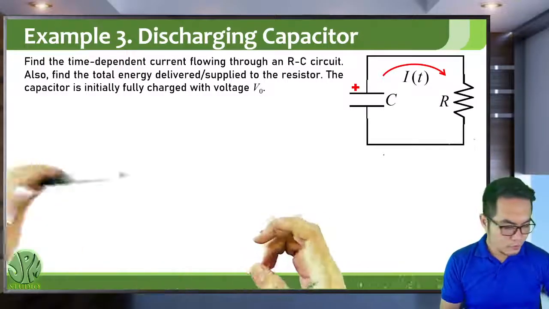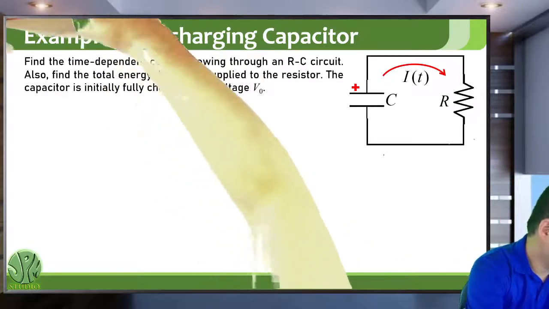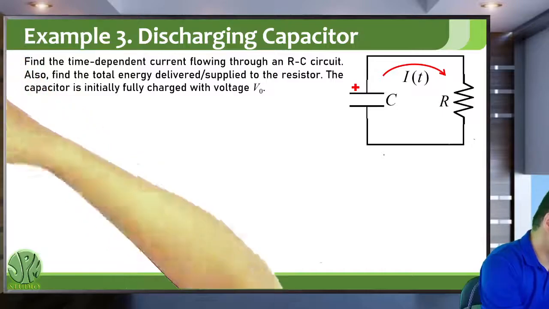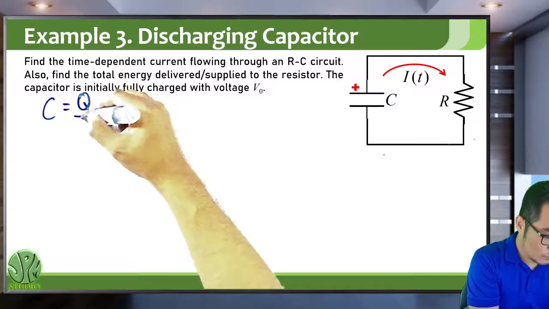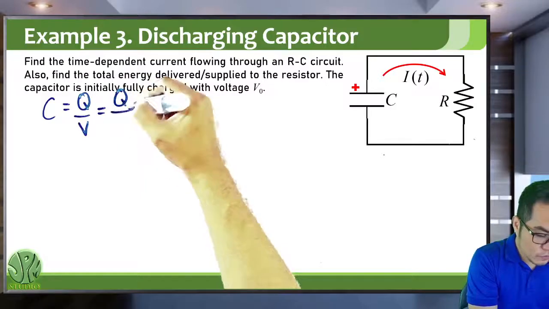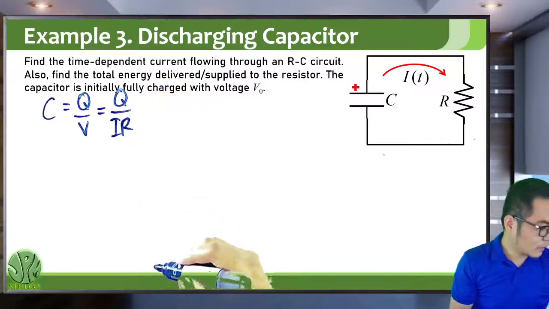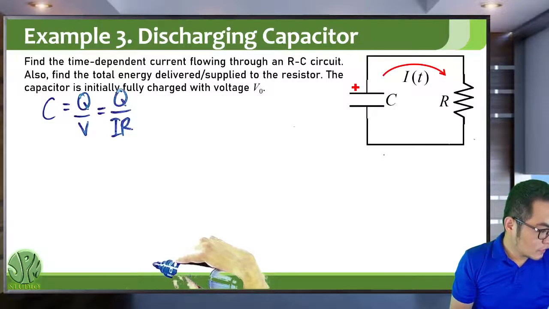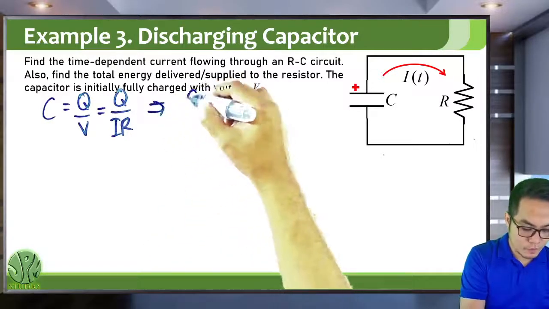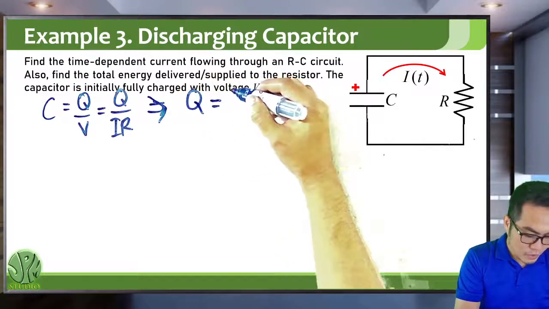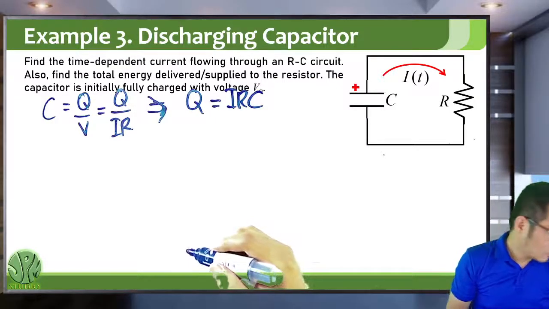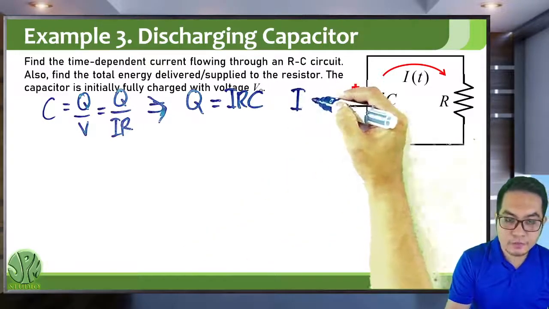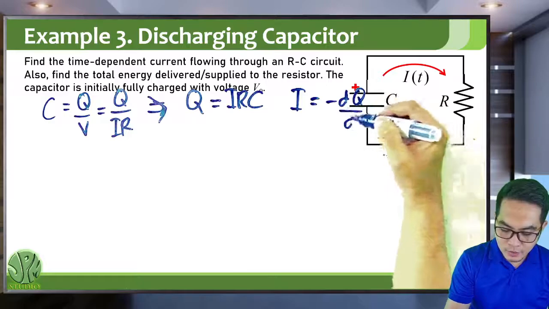First things first, we know that the capacitance of a capacitor is Q over V, and by virtue of Ohm's law, V is equal to I times R. Therefore I can get Q is equal to I R C. In this case, our current is negative dQ dt.